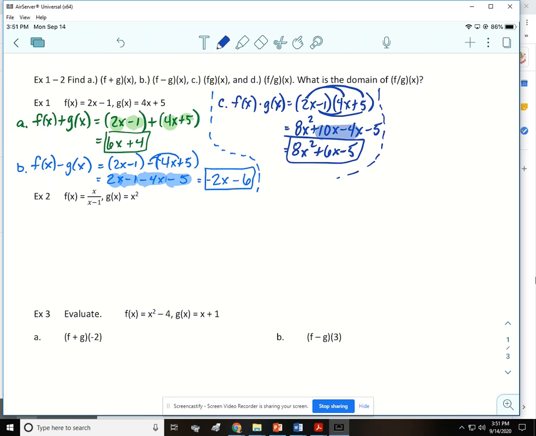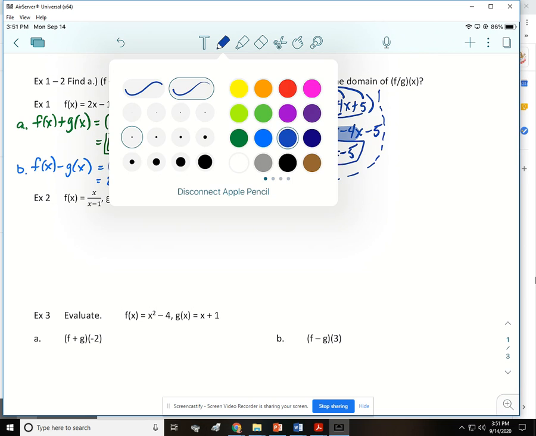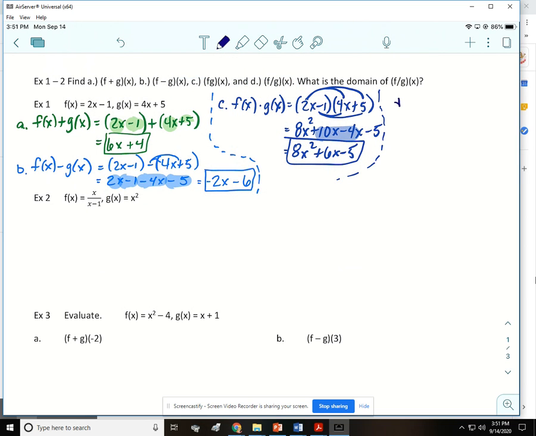All right, and then lastly, we're going to find the quotient. Now, you guys are going to like finding the quotient on these. So we just put, let me write it, sorry. We are going to take f of x and divide it by g of x. So we'll just put f of x in the numerator, g of x in the denominator, and we're done. So quick and easy.